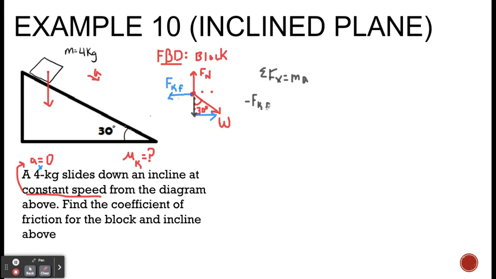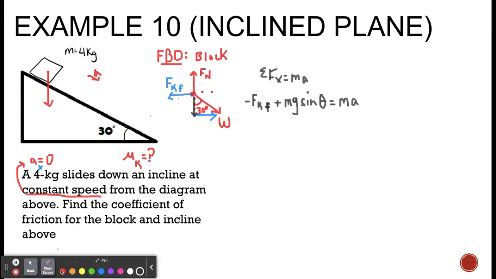The x component of the object's weight is pointing in the positive direction, so I'm going to have positive mg times the sine of theta, all equal to m times a. Again, we're looking for mu. So in order to find mu, we need to translate this equation to have mu in it.